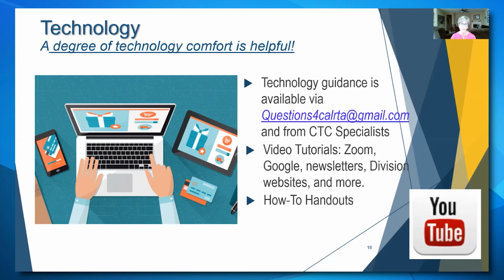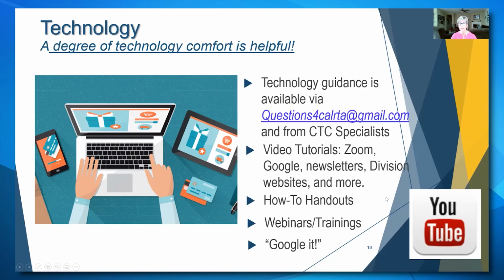Also on the CalRTA state website, once you log in as a member, go to division resources. There's all sorts of how-to handouts, which are step-by-step instructions on how to do a lot of these things that are listed up here. Zoom, Google, newsletters, division websites, lots and lots of step-by-step instructions. There are also, as you well know, a number of webinars and trainings just like this one that occur during the year. So be looking out for those and attend them whenever you can.